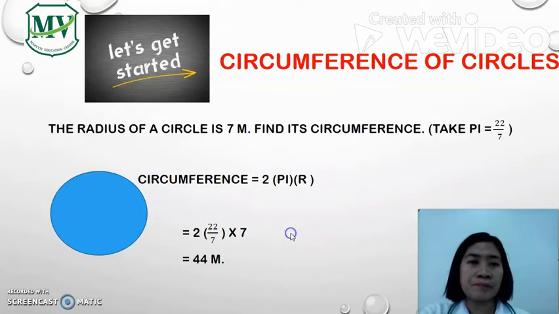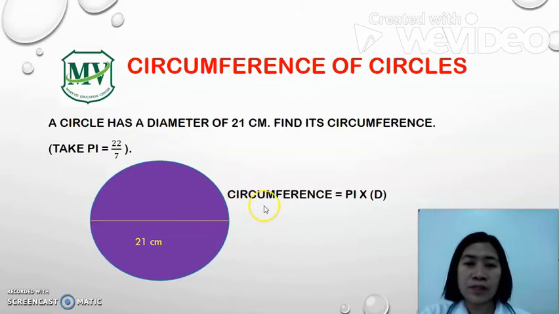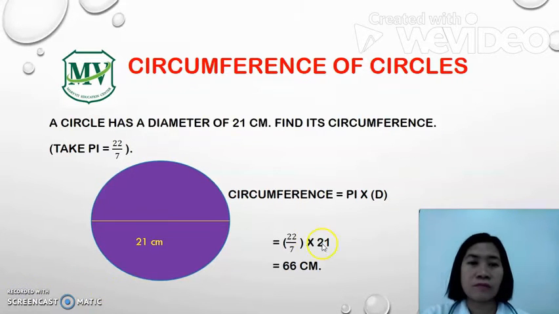Next problem. A circle has a diameter of 21 centimeters. Find its circumference. Take pi equals 22 over 7. The formula is circumference equals pi times diameter. So to substitute the values, 22 over 7 times 21 is equal to 66 centimeters. So the circumference of the circle is 66 centimeters.